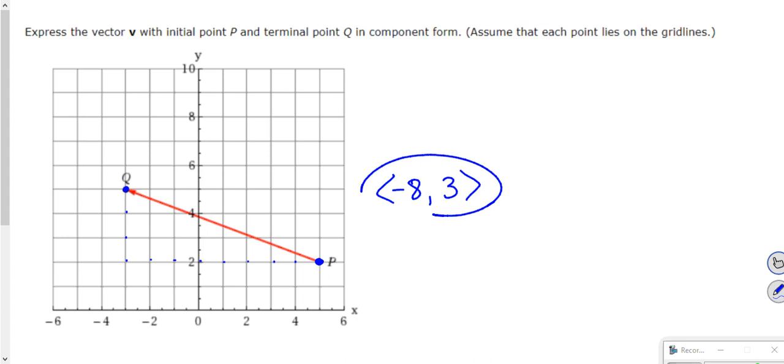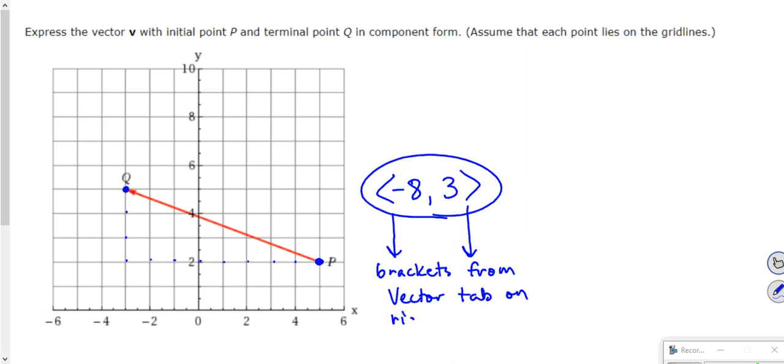And again, you must use these brackets that come from the vector tab on the right side of your screen. Okay, so those brackets, they are not less than and greater than symbols. They come from the vector tab on the right side of your screen. So keep that in mind when you're going to poke it in. Okay, so that's all you're doing, is looking at the change in position from where it started to where it finished.